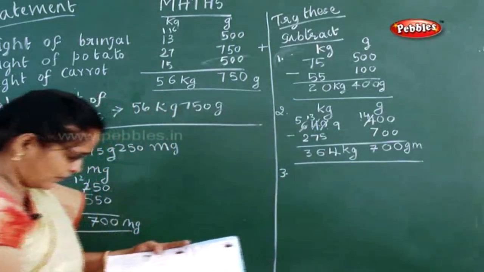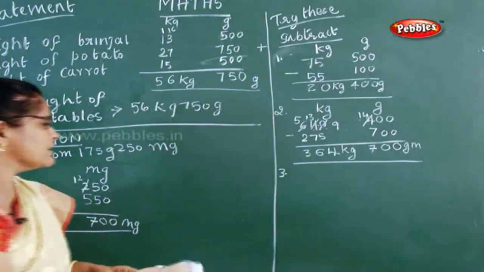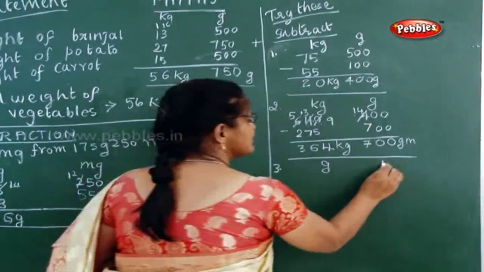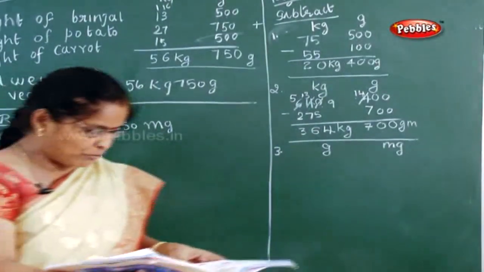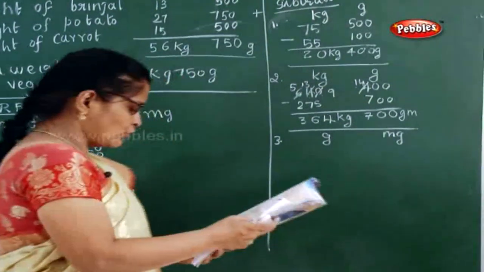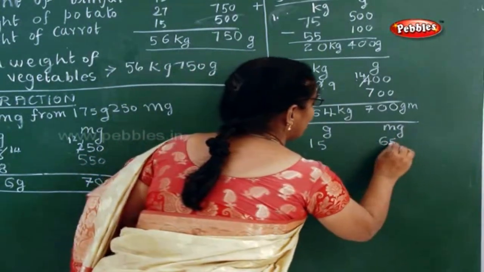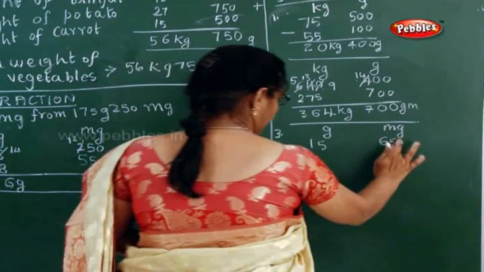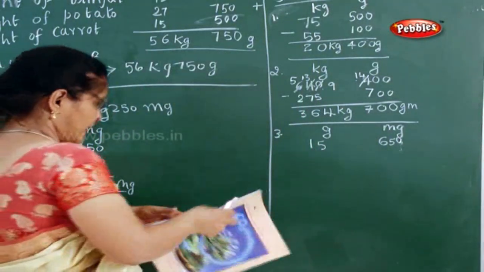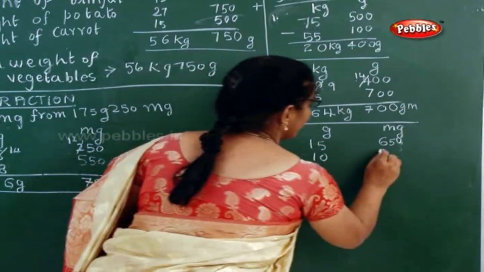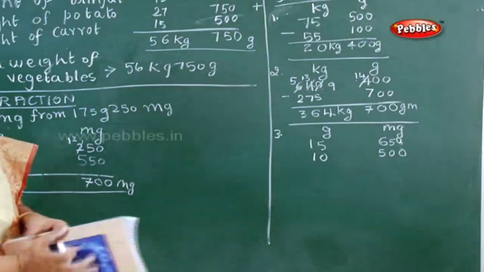What is the third sum they have given? 15 gram, 650 mg. So immediately you write g and mg here. This is the most important thing in your maths. Now what do you have to do? 15 gram, 650 mg. Now what is the next one you have to minus? 10 gram and 500 mg. Am I right or not? 10 gram and 500 mg.